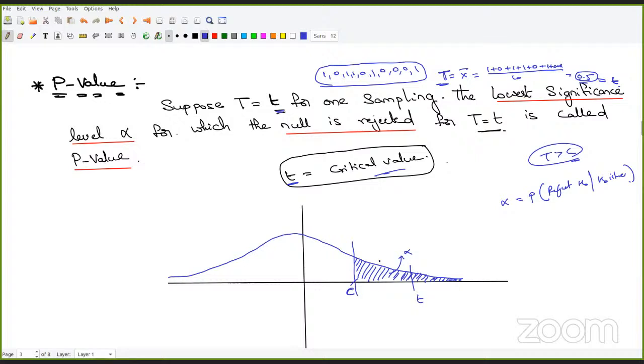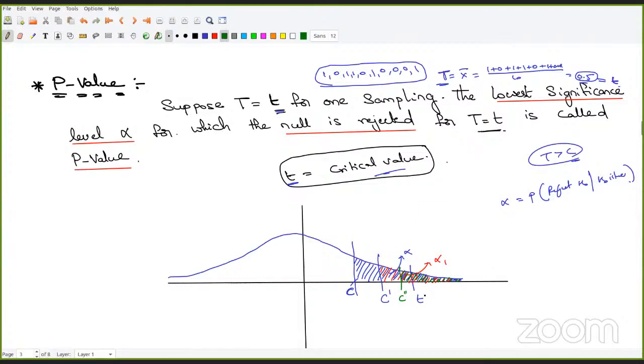And this is c. If you take one more c dash, another critical value, then will your alpha dash decrease or increase? This is alpha dash. Decrease. Now consider one more, maybe some c double dash. What will be the corresponding alpha double dash? Again decrease, further decrease. So will it be the greatest value of alpha or the lowest? Lowest.